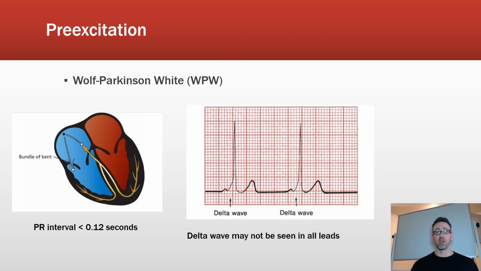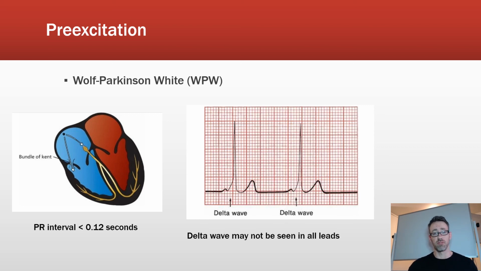Now moving on from the blocks, we have something referred to as pre-excitation. So this is essentially the opposite. Whereas in the blocks, we had some kind of conduction obstruction, which causes delays for the most part, like a PR interval delay or an increase in the duration of the QRS, if there's a bundle branch block, for example. In pre-excitation, this is where the PR interval is shorter than it's supposed to be. So it's less than 0.12 seconds. So there's not enough of a delay between the atria depolarizing and the AV node before it depolarizes the ventricle.